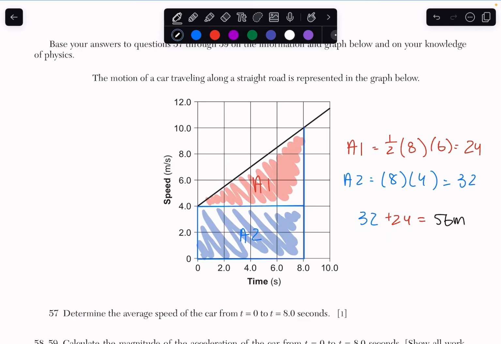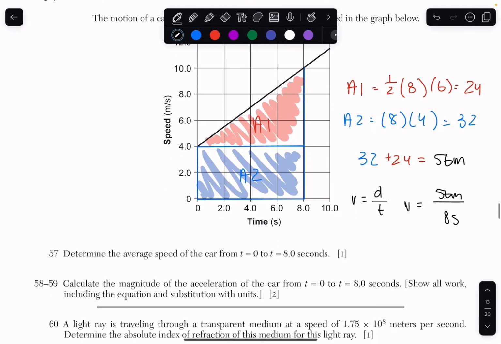Now we just use the equation v equals d over t, and we just plug it in. So velocity equals 56 meters, that's the total distance, over time, which was 8 seconds. And we're going to get an average speed of 7 meters per second.